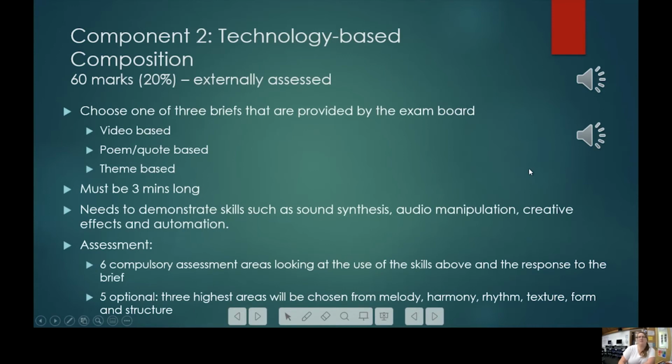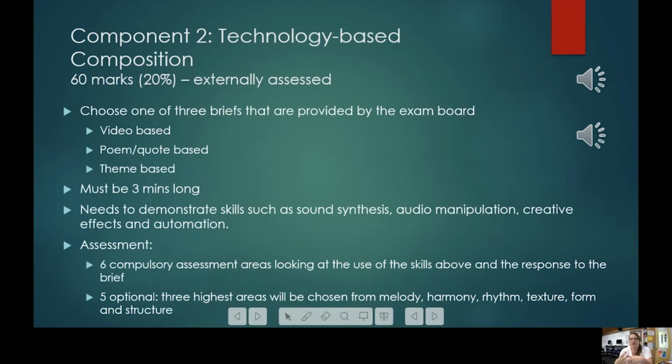So that's just some examples there of some of the past students' work that they've created. And the way that it's then assessed, they look at how you have used your skills to create your synthesis and manipulate your sounds, but also responding to the brief, so how well you've created it around the theme, or how well you've assigned the sounds to the video, etc.